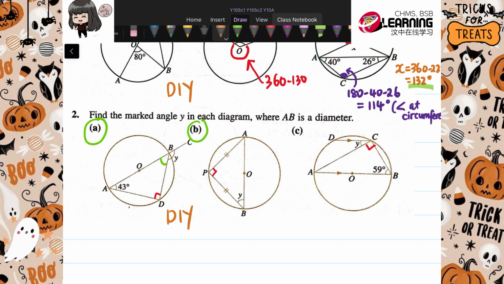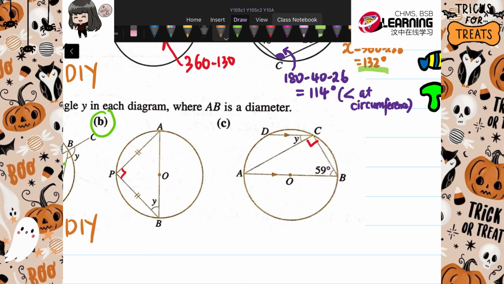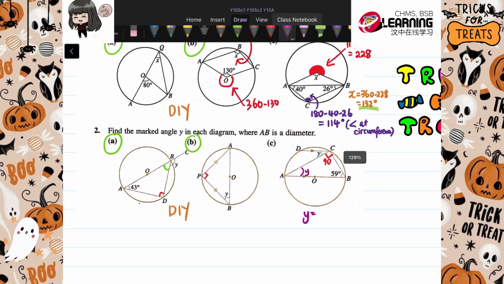Part C, I will teach you. This is the angle in a semicircle. It's 90 degrees, so this is 90 degrees. This is a parallel line. If this is a parallel line, that means this is your y. So y will be equal to 180 minus 90 minus 59. You fill in on your own. I taught you that already.